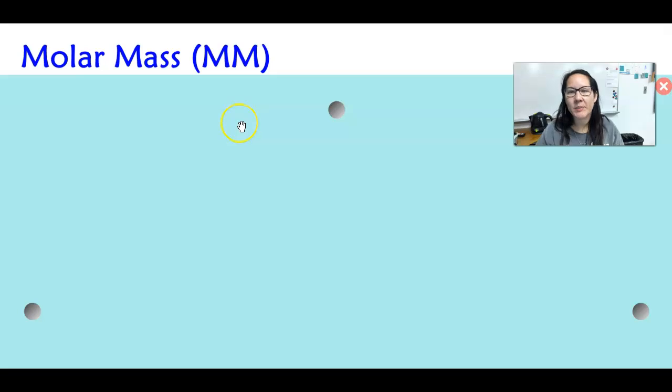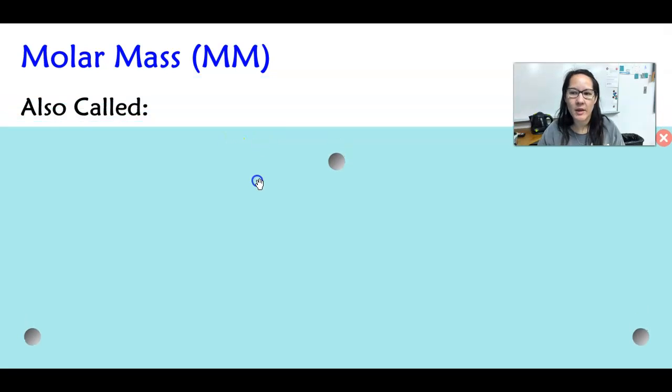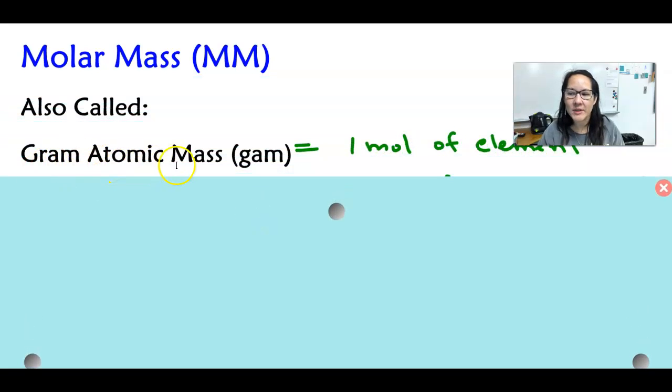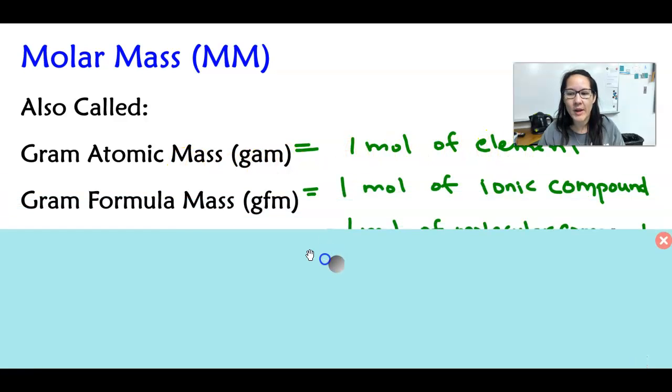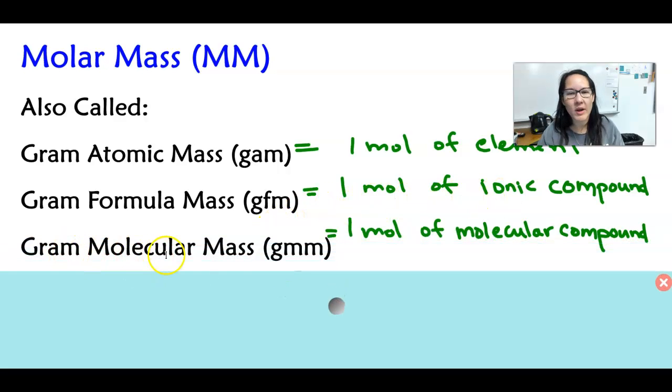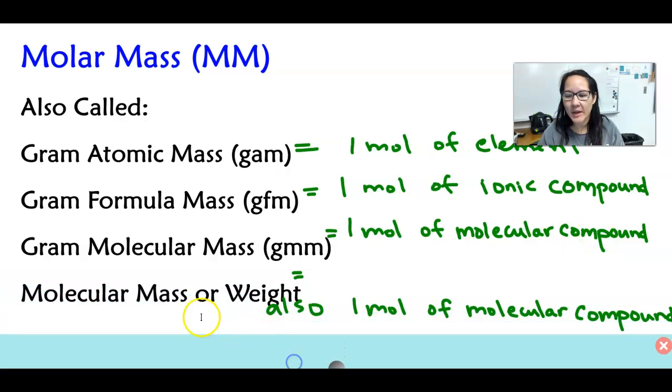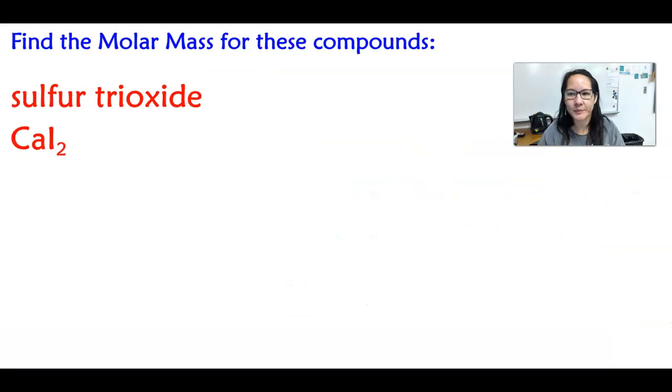So molar mass can be expressed with different wording. If we have gram atomic mass, GAM, then that's 1 mole of an element. If we have gram formula mass, that's a mole of an ionic compound. Gram molecular mass is for a molecular compound, and then molecular mass or weight is also for 1 mole of a molecular compound. But we are going to stick with molar mass as often as possible in this course.